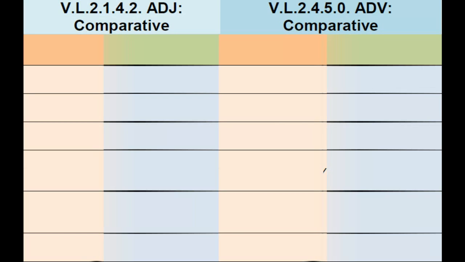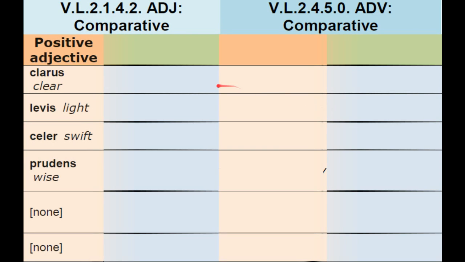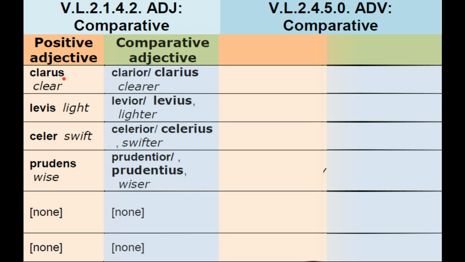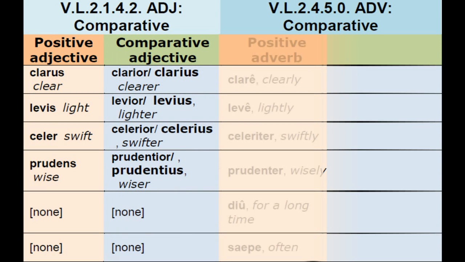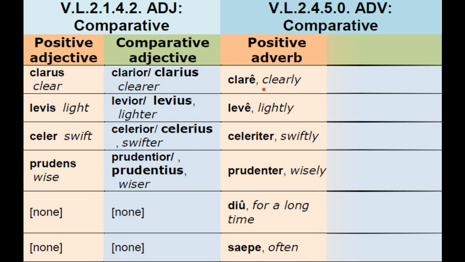That's why translation is important. Now, to form the adverb from the adjective: adjectives modify nouns, adverbs modify verbs. So, as we've seen before, you would put an E there. So for the positive, clare, lewe, celeriter, sometimes ter endings.